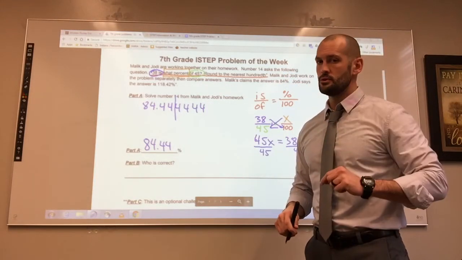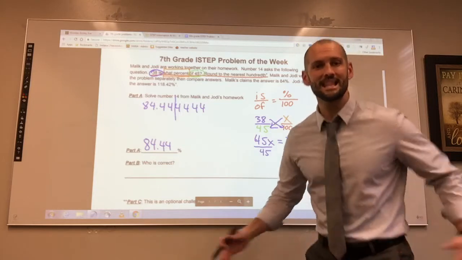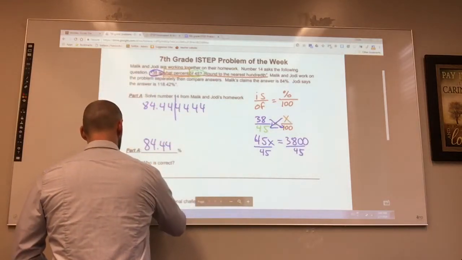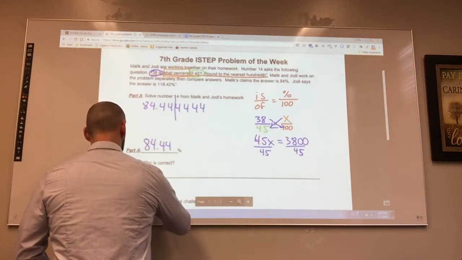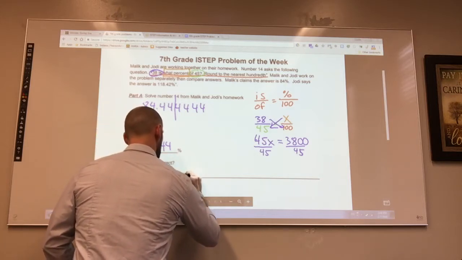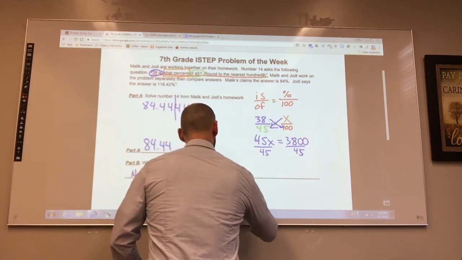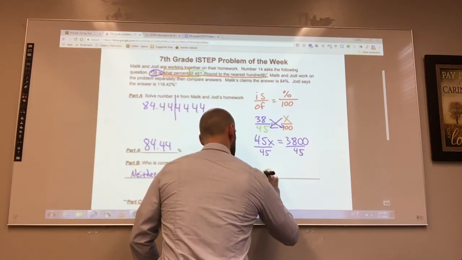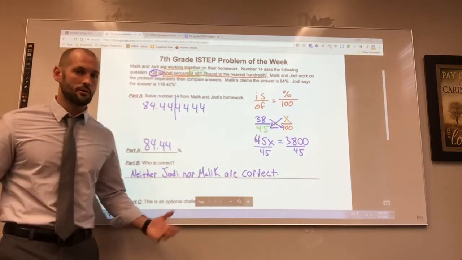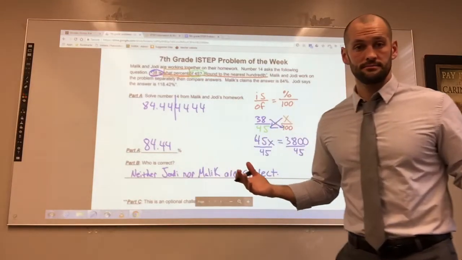Part B, ooh, sneaky. Who's correct? Neither. Neither one of them is correct. So you can say neither Jody nor Malik are correct. Don't be surprised if they throw a curve at you. We're always expecting to say one of them's correct or one of them's wrong. Neither one was correct here.